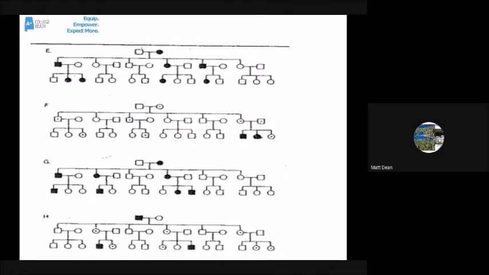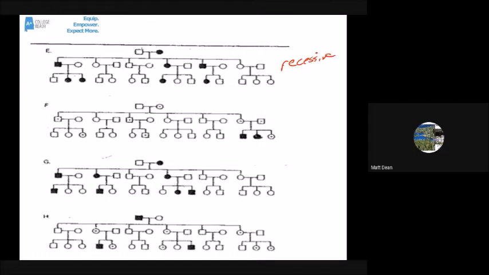Got a few more we'll run through real fast here. On E, check to see if it skips generations. It does not. Check to see if there are any marked carriers or if there seem to be any unmarked ones. Doesn't look like it. So that leads us to believe this is recessive.